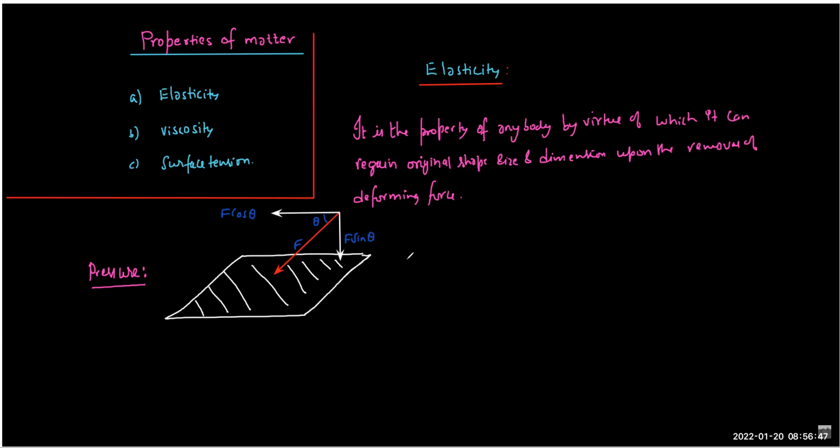Now pressure is defined by the force which is normal to the surface, and it is always external in nature. So we define pressure as the normal force upon area, where A is the area of the surface. And this is equal to F sin theta upon A. So if we want to define pressure, we can say it's an external force acting normal to the surface per unit area.